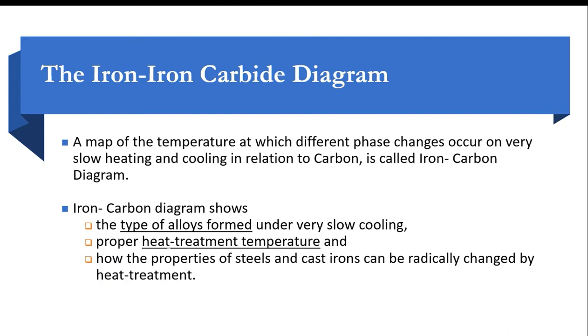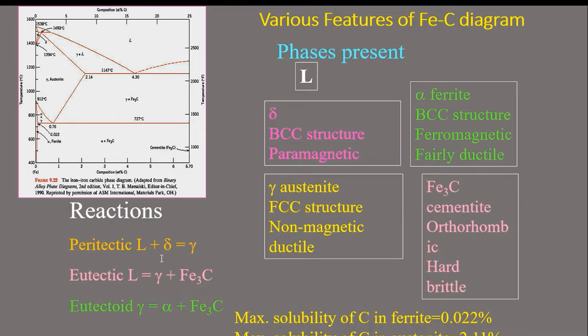So the iron carbon diagram shows the type of alloys formed under very slow cooling, proper heat treatment temperature, and how the properties of steel and cast iron can be radically changed by heat treatment. So heat treatment means you can do heating or you can do cooling, both. It is called heat treatment, right? So this is what we call the iron carbon phase diagram.